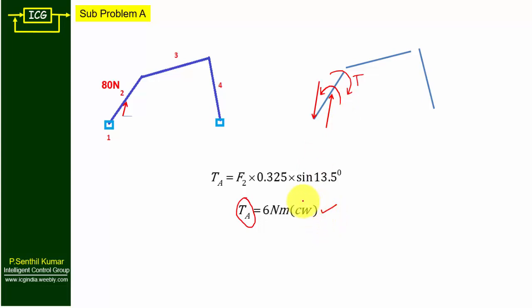This is very, very important. Finally, we use this clockwise or anti-clockwise to add or subtract torques. So anyway, for subproblem A, the total torque acting on link 2 is 6 Newton meter in the clockwise direction. This is the outcome of subproblem A. Now we will move on to subproblem B.